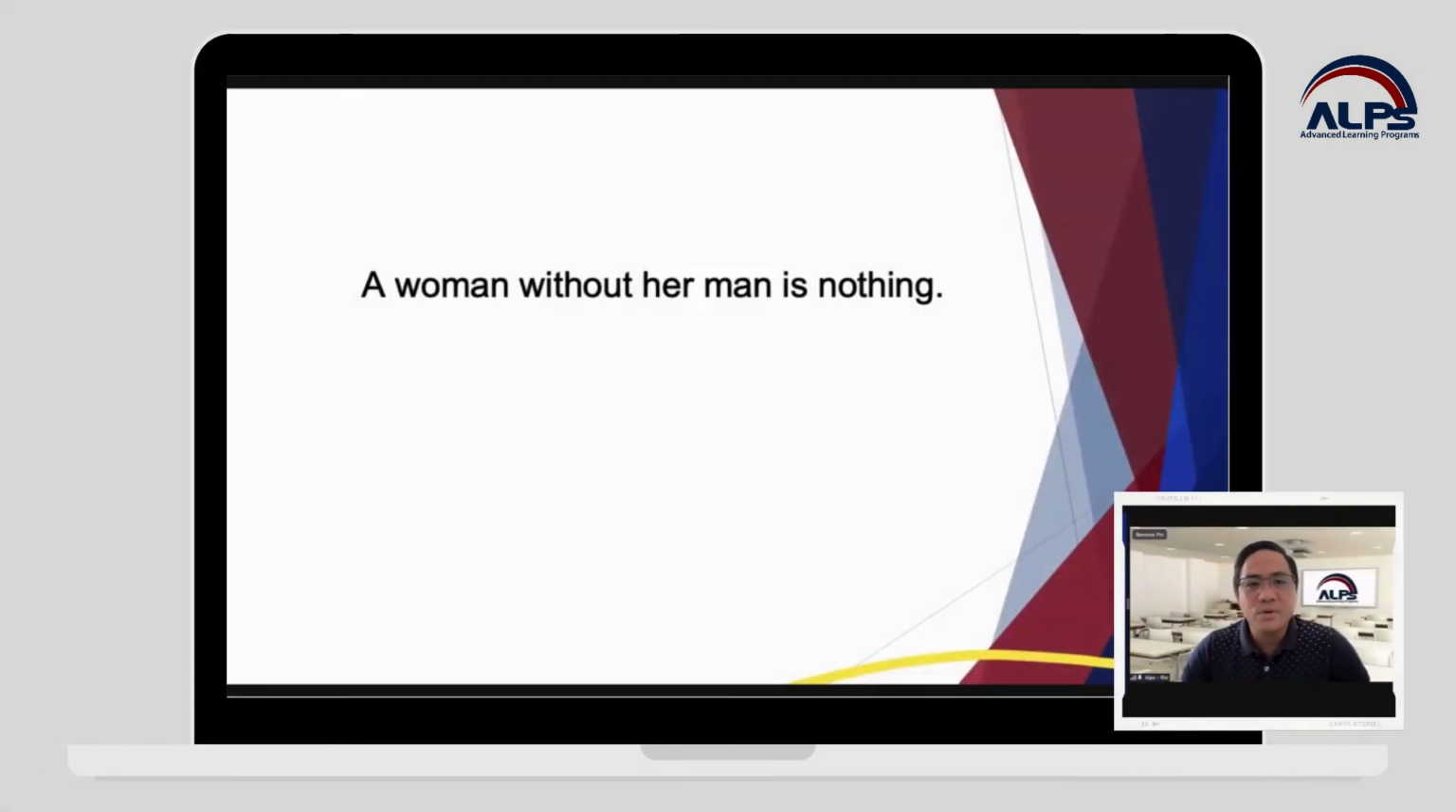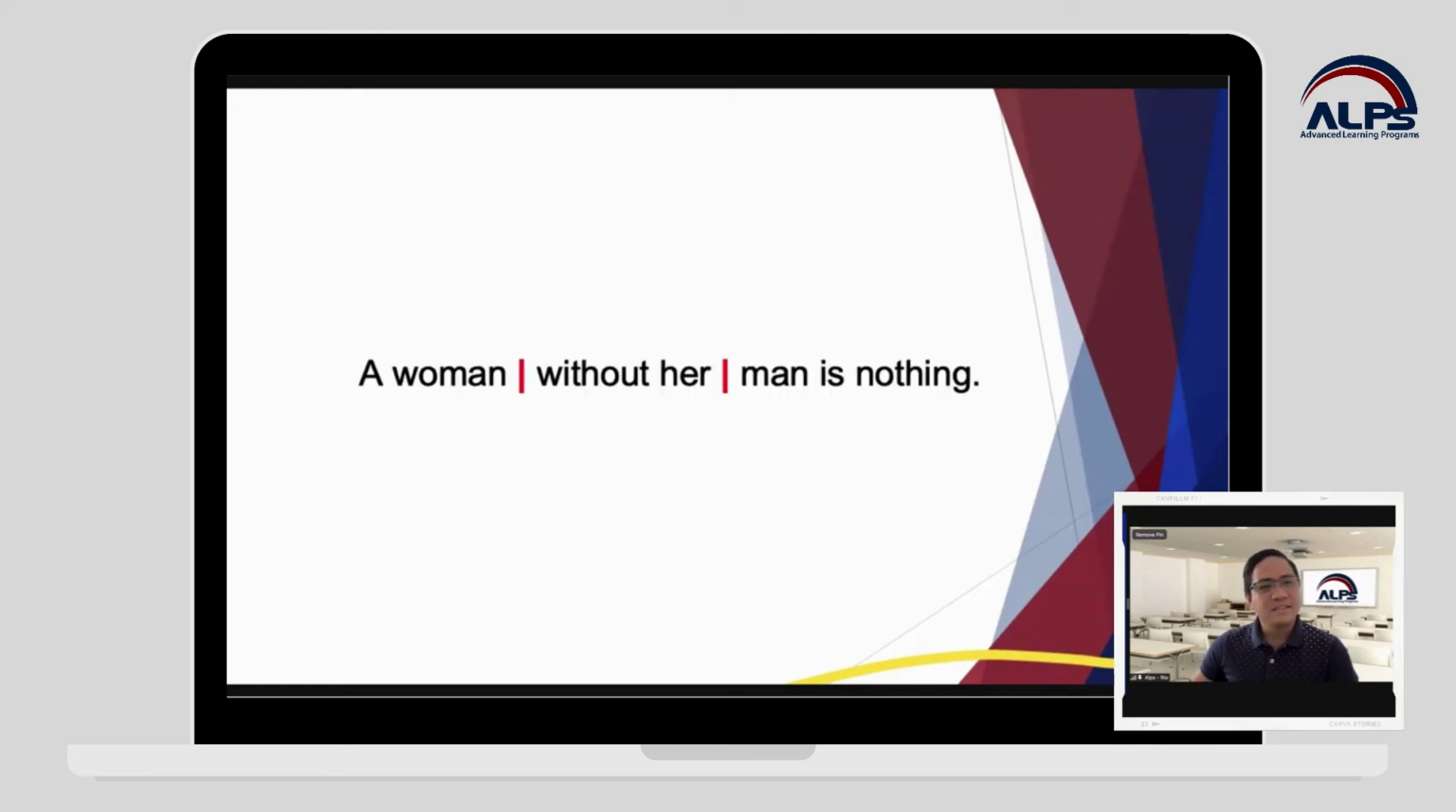Remember, with thought groups, you are going to put stress on the word. Depending on where you put the stress in a thought group, the meaning of the sentence changes. This is how the first sentence is divided: a woman, without her, man is nothing. If you divide your sentence into thought groups like that, you are saying that man is nothing without his woman, right?